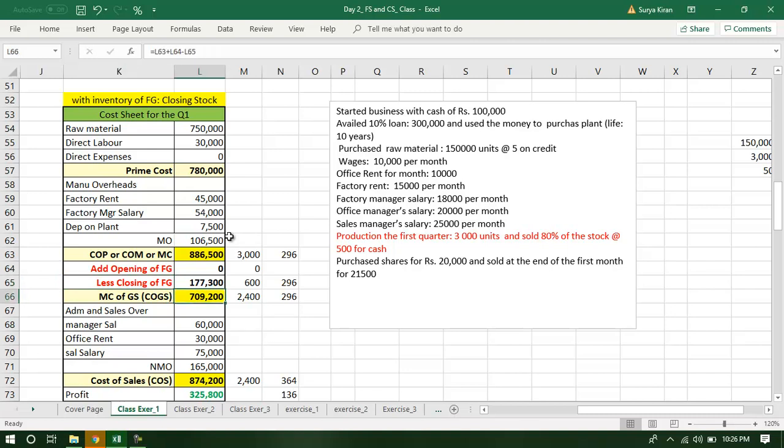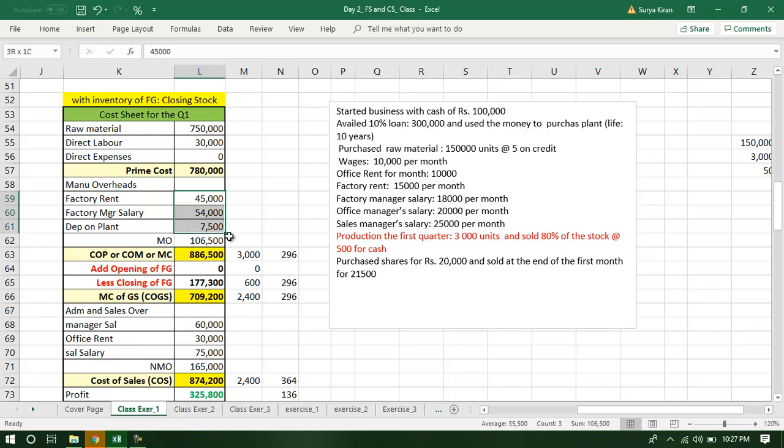Let me take you through once again. So for 3 months, for the quarter, raw material 750, that is 150,000 into 5. Labor 10,000 into 3, 30,000. No direct expenses. The summation of this is the prime cost. Add manufacturing overhead: factory rent 15,000 into 3, manager's salary 18,000 into 3, depreciation on the plant 2,500 per month into 3, 7,500.